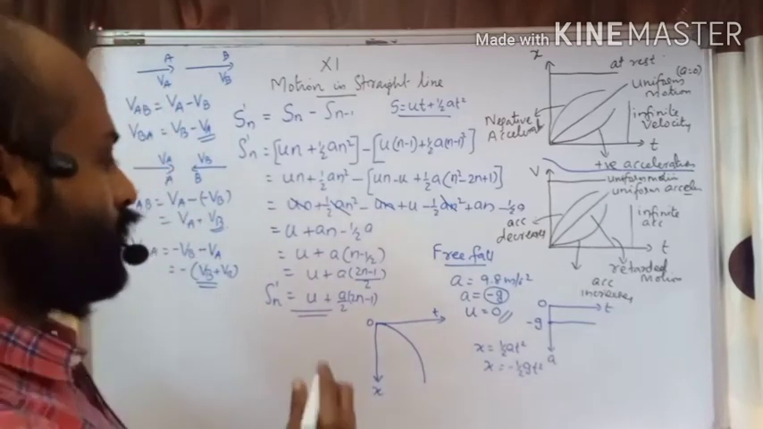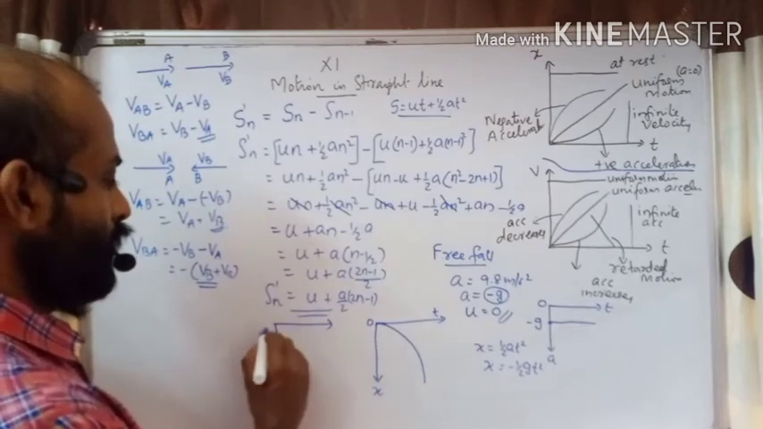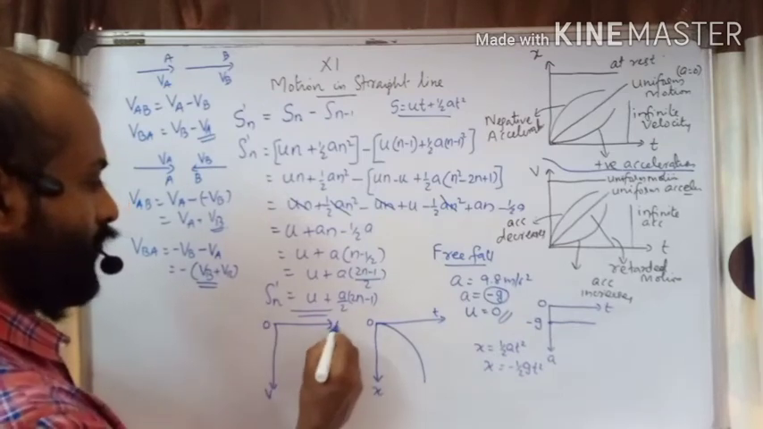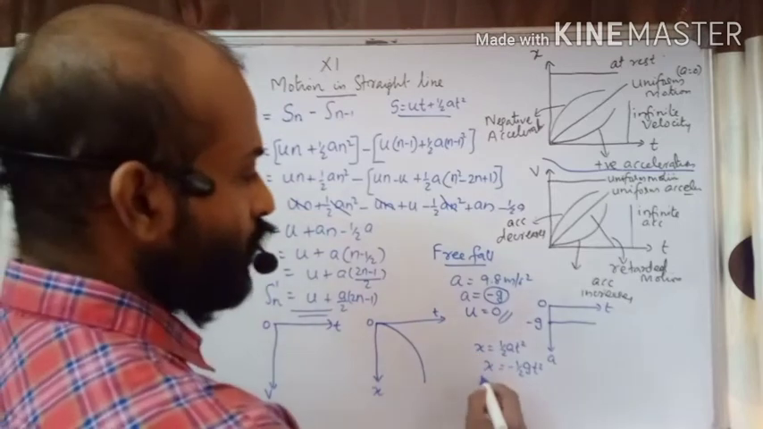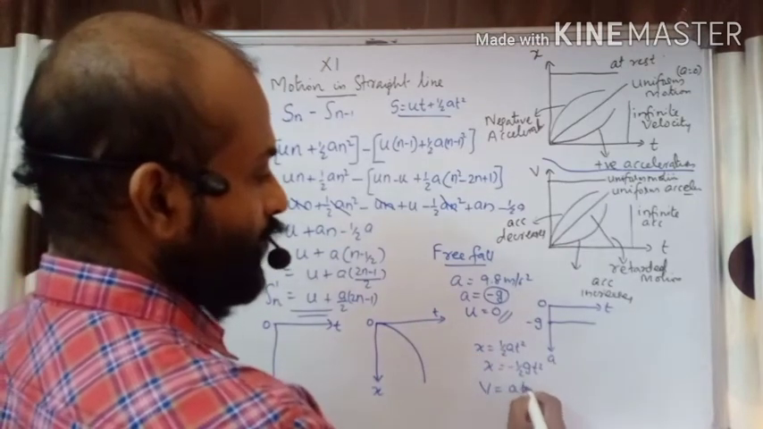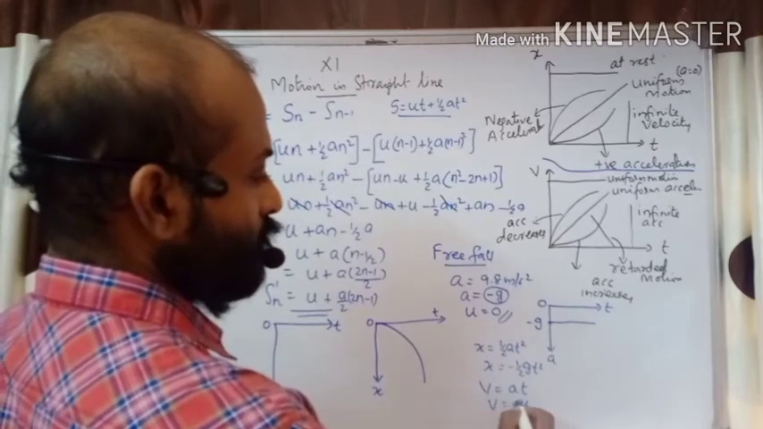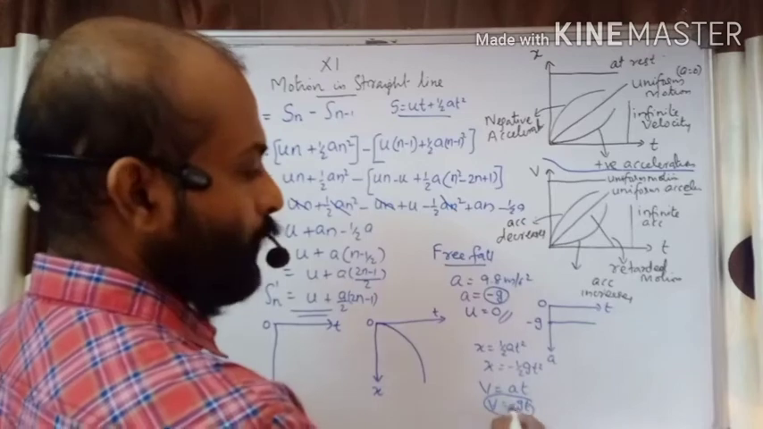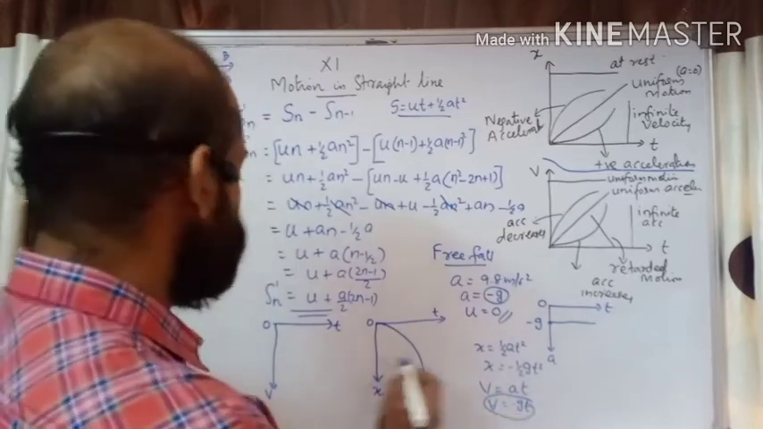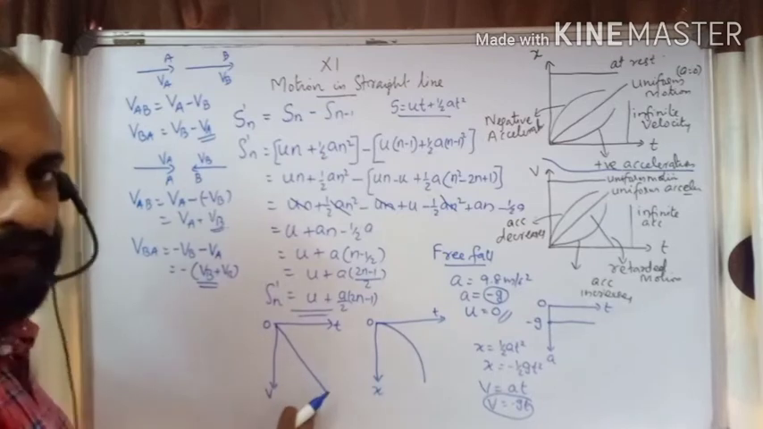Now what about the velocity time graph for the same motion? For the free falling motion, we have the velocity time graph. What is the equation of velocity? v is equal to u plus at. So v is equal to at, since u is 0. a is equal to minus g. So v is equal to minus g t. So v is directly proportional to t, and we should get a straight line graph. But it is negative because the velocity is negative.